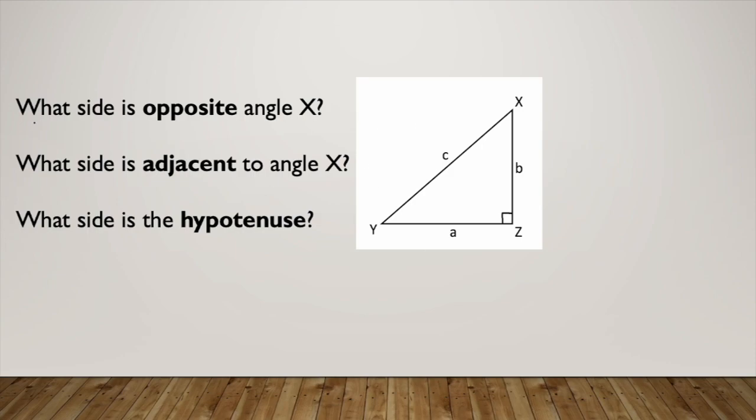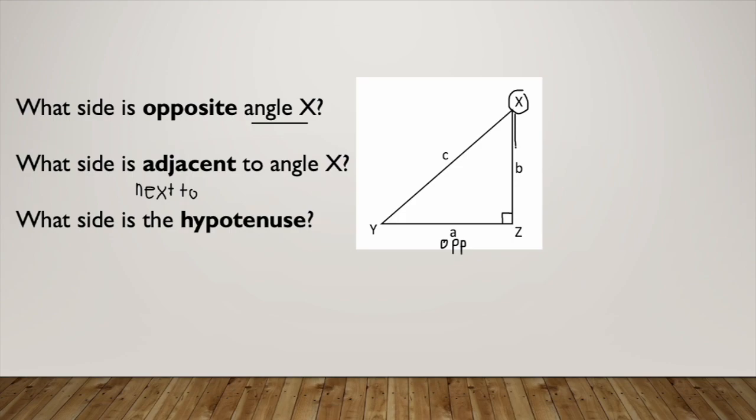So the first question I have here is what side is opposite of angle x? Well, if you go to angle x and go across the triangle, opposite of angle x in this case is going to be a. So opposite just means you have to go across the triangle. What adjacent means, and this might be a word you've seen outside of math class, is next to. So whenever you see adjacent, you have to think next to. So what side is adjacent to angle x?